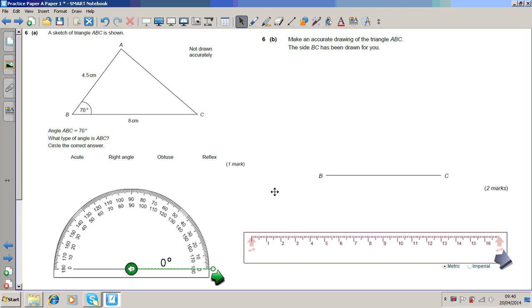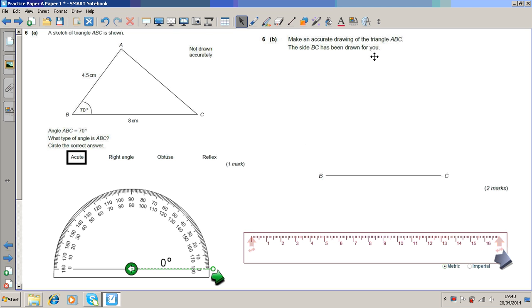Number 6. Sketch of a triangle ABC is shown. Angle ABC is 70. What type of angle is that? Okay, so reflex means it's bigger than 180. Obtuse is between 90 and 180. Right angle is 90 degrees, so the answer is going to have to be acute.